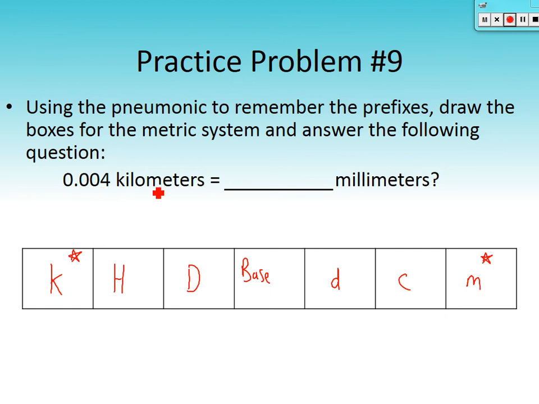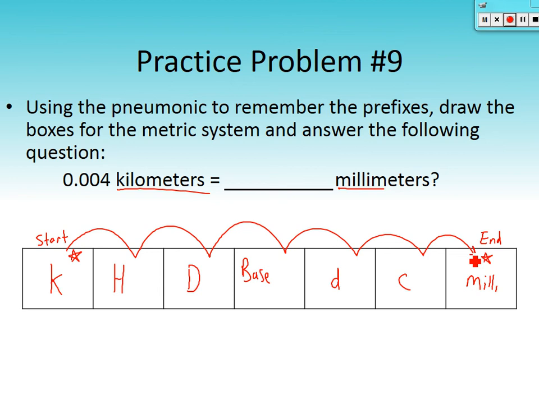So, for example, 0.004 kilometers is equal to how many millimeters? So first of all, we need to know where we're starting. We've got 0.004 kilometers. The kilo box is right here, so this is where we start. We're trying to go to millimeters. Milli box is right here, so this is where we're going to end. So now let's just find out how many boxes we had to go in which direction. So 1, 2, 3, 4, 5, 6. We're going to move the decimal 6 places, and we're going to go to the right.